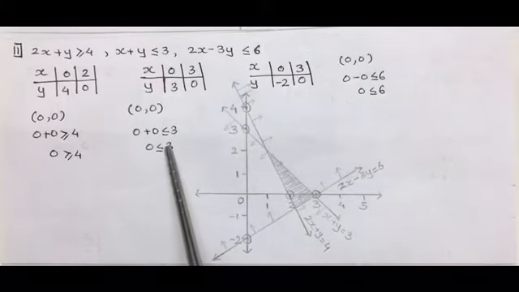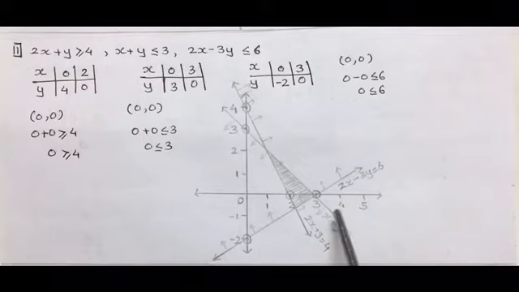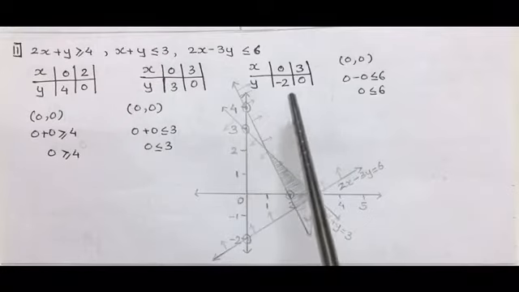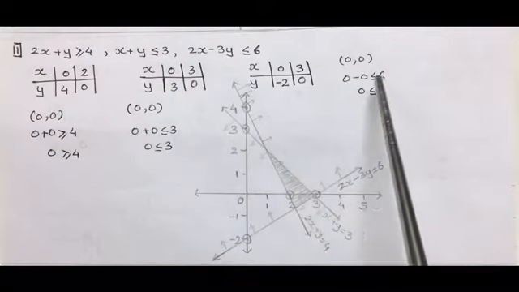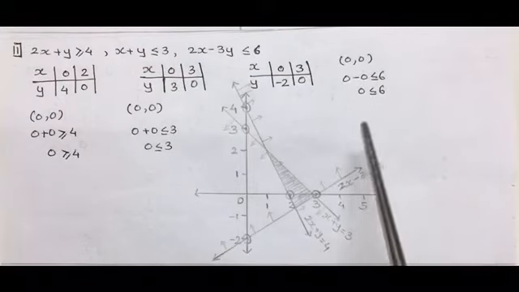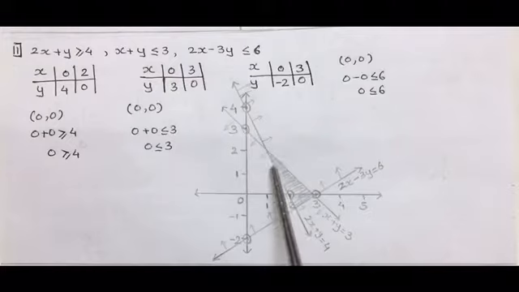For the second line, if (0, 0) is taken up, it satisfies the inequality, so the arrows are drawn towards 0. And for the third line, taking (0, 0), the inequality is satisfied, so again the arrows are drawn towards 0. If you draw the arrows and find it out, this triangle region is the common or intersecting region of all the three lines.